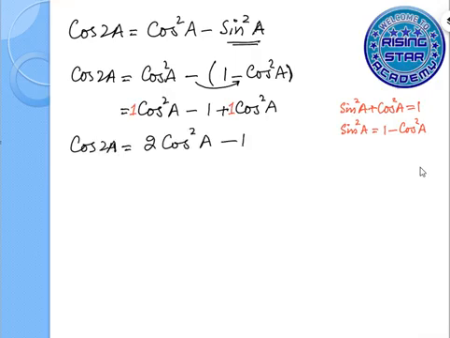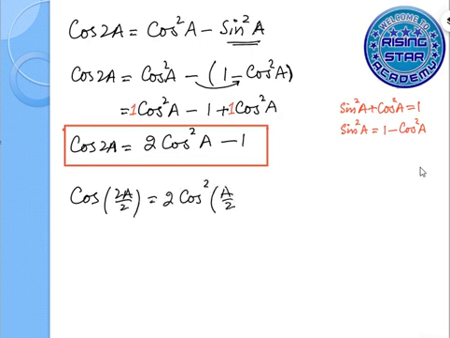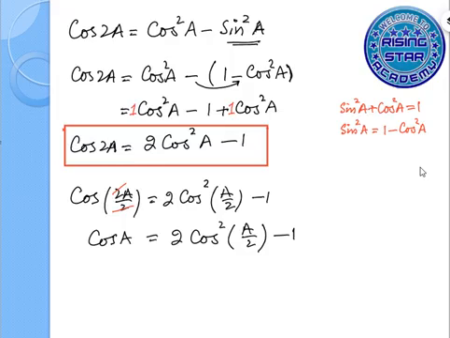Now we will make it a half angle. So in the next step, I will divide this angle by 2 to make it a half angle. So now this 2 is going to be cancelled with 2. So we have cos of A is equal to 2 cos square A by 2 minus 1. So this is our next half angle identity.